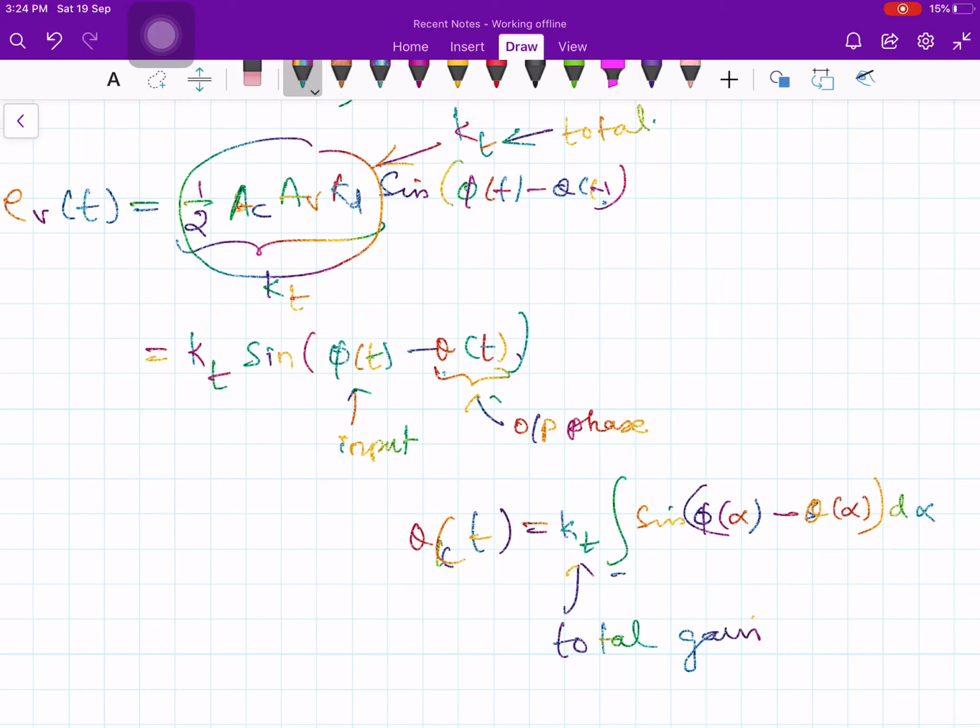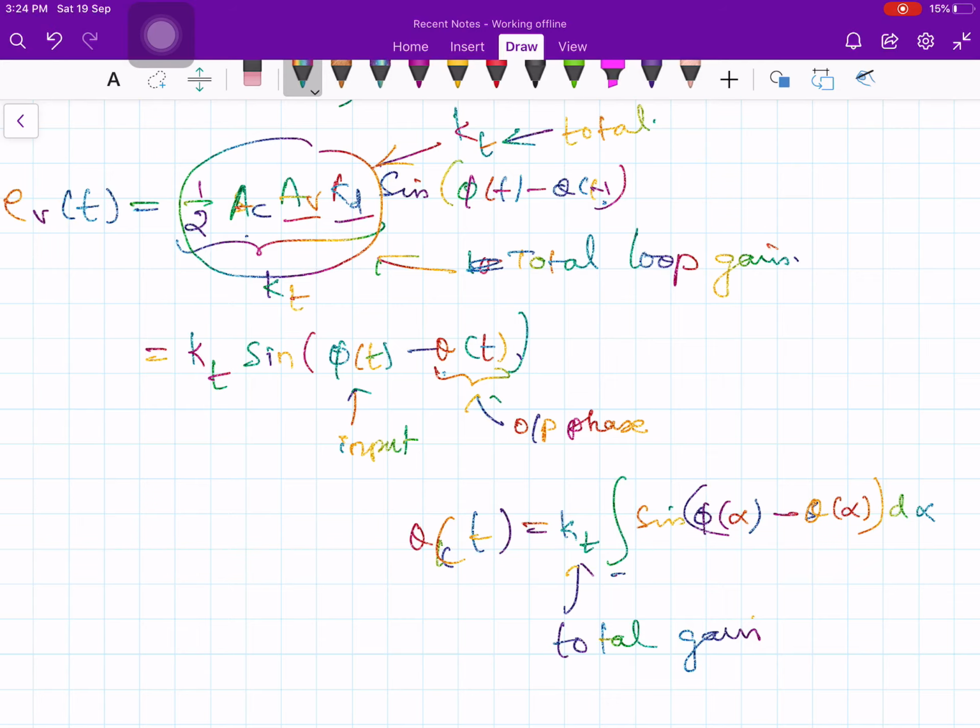Okay, this AC, AV, KD are amplitude terms, but effectively they are coming as a product. So this is called the total loop gain. That is why I am putting k suffix t. So don't confuse this t with time. Here t stands for total. I could have properly put some other notation, but anyway let's keep it small t.